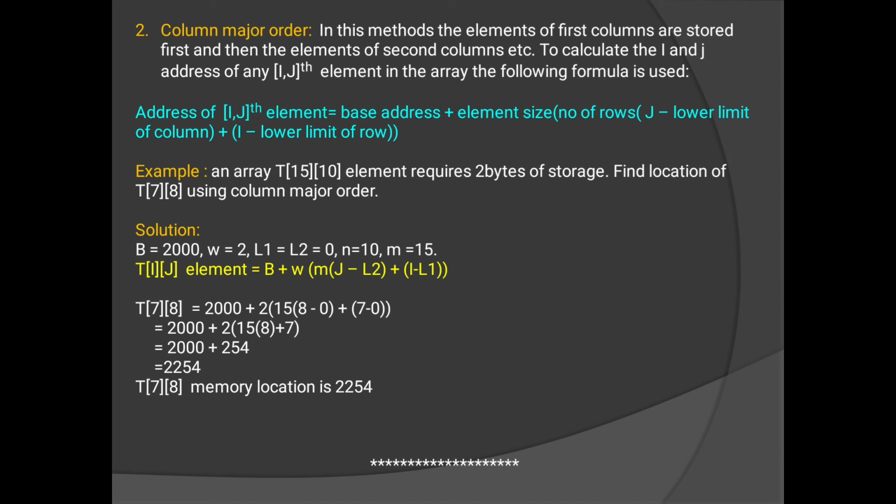When you execute that, the same values are given. B is given the value 2000, W is 2, L1 and L2 are 0, N is 10, and M is 15. When you input those values and execute the formula, you get the memory location as 2254. So using this column major order and row major order, we can accurately find the memory location of that particular array element.